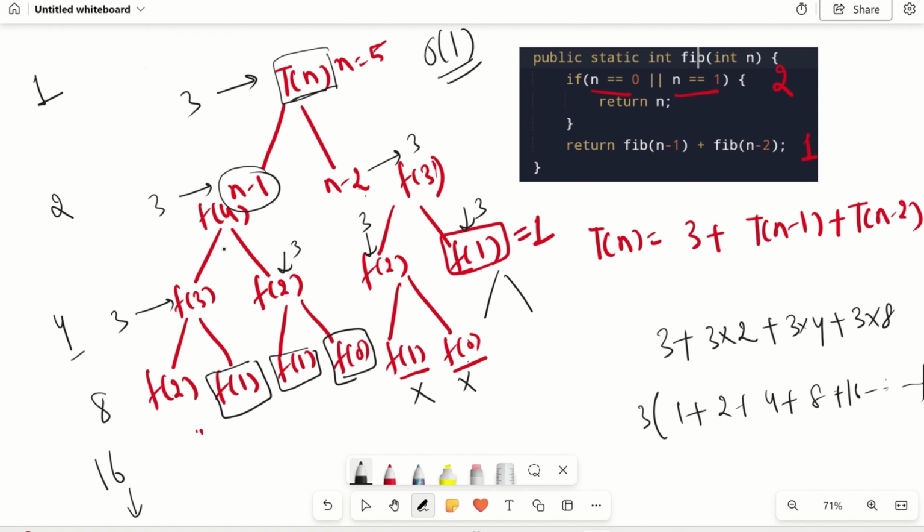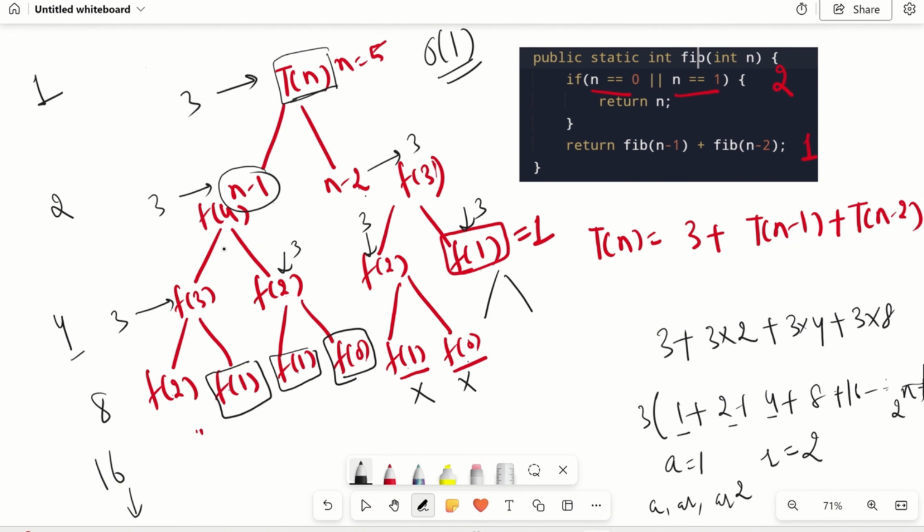And if you see, this is the GP series, geometric progression series, where A equals 1, the first term is 1, and the common ratio, the multiplication factor, is 2. 1 multiplied by 2 is 2, 2 multiplied by 2 is 4, 4 multiplied by 2 is 8. So this is the form of the GP, geometric progression, A, AR, AR square.